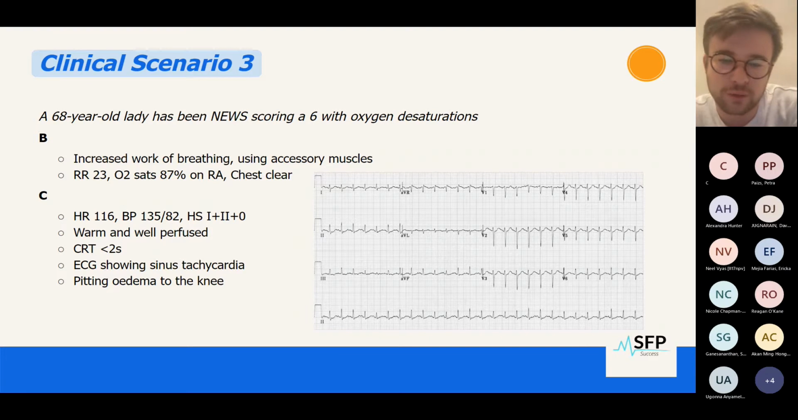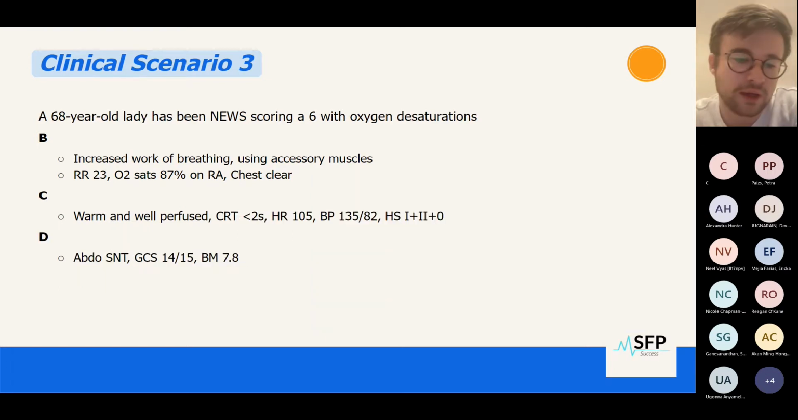Yeah, so it's just like what we mentioned in D, thinking about their consciousness level. You rightly mentioned GCS, and blood sugars are always a very good thing to check at this point. And then if you're at all worried, you can do a very focused abdominal examination. If we move on to the next slide. Currently the abdomen is soft and non-tender, GCS is 14 out of 15, mainly because she's a little bit confused, but her blood sugars are normal.